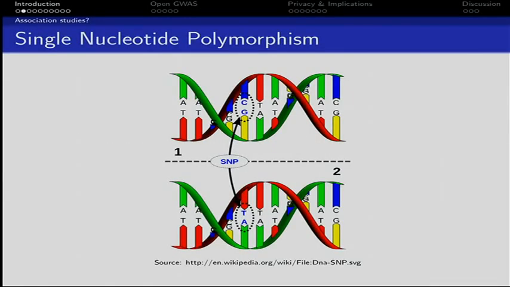What is a single nucleotide polymorphism? What you see here is the DNA of two individuals, and a single nucleotide polymorphism means that a single nucleotide is switched between both. The top one is a GC and the bottom one is a TA, so it's just on one position.